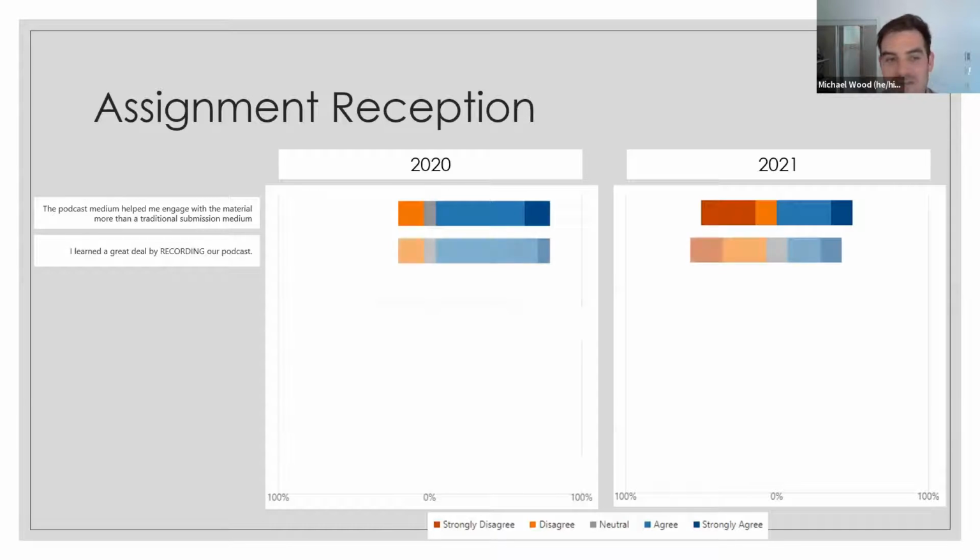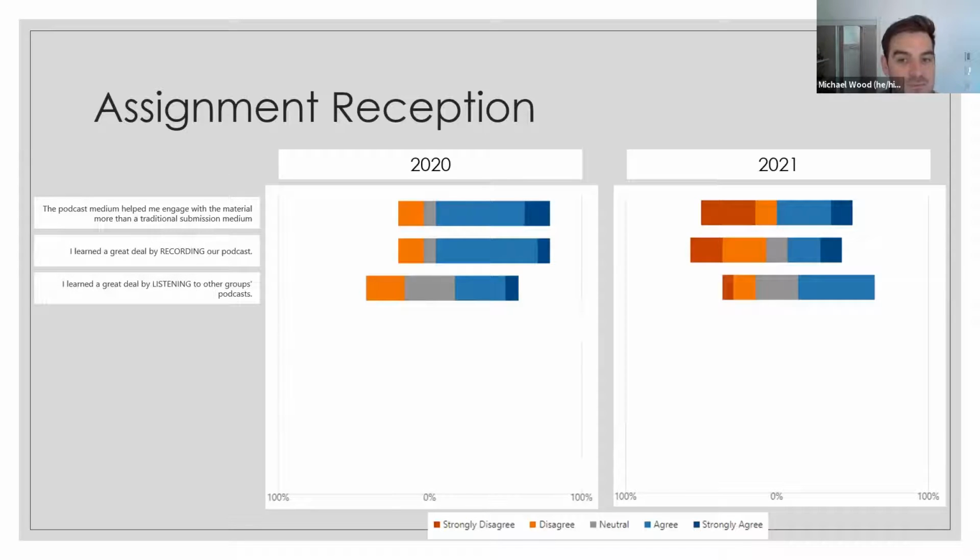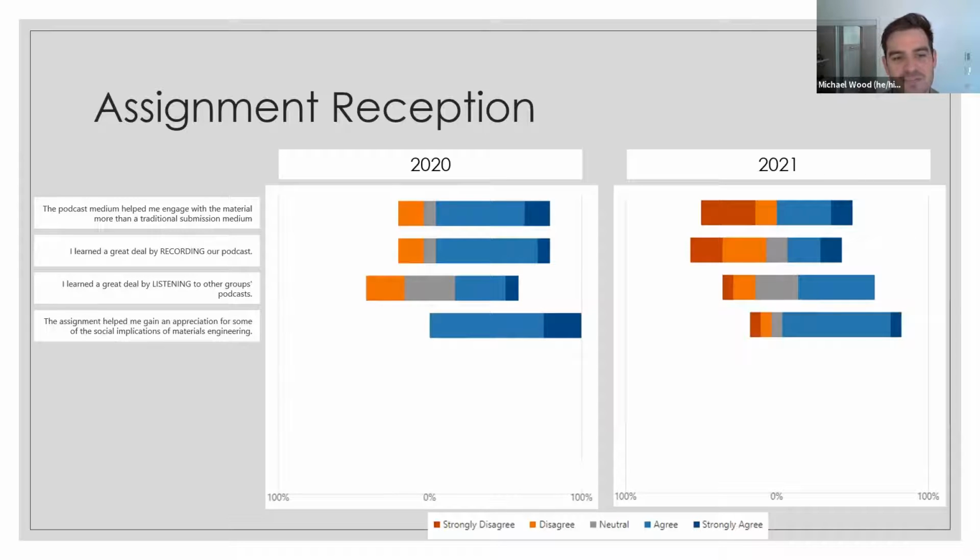We asked whether they learned a lot by recording their podcast. Again, I think maybe the tedium of doing it online, which we didn't really expect to be a huge deal, but much more mixed reaction this year than last year. By listening to other groups' podcasts, kind of mixed, but I think it's interesting that there is some positive skew there, that by listening to the other podcasts in the group, they learned something from it. Help me gain an appreciation for social implications of materials engineering. This one is overwhelmingly positive, which I think is really great. That the overall goal of our assignment, I think, was met. Yeah, so that's really, really awesome.